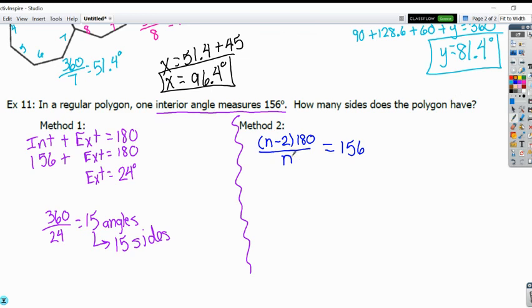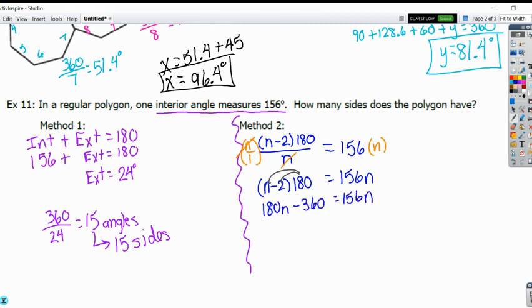First of all, you're going to tell me that you don't like the fraction, so let's go ahead and clear the fraction. Multiply by that denominator as an n over 1, and what you multiply to one side, you've got to multiply to the other side. So n numerator and n denominator cancel to a factor of 1. So I've now got n minus 2 times 180 that's equal to 156n. I've got to remember to distribute. This 180 has to multiply to both elements within my parentheses. So I'm thinking about 180n minus 360 equal to that 156n.